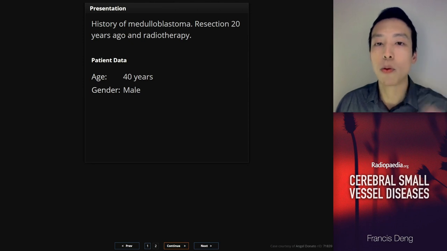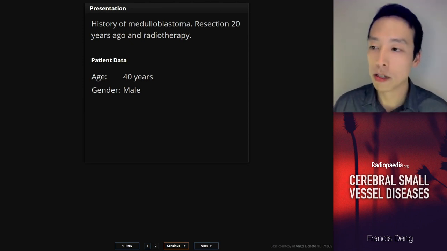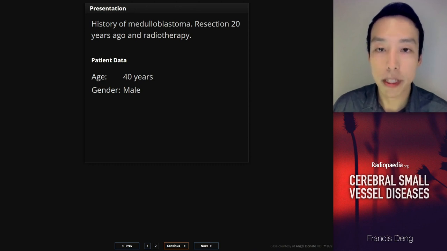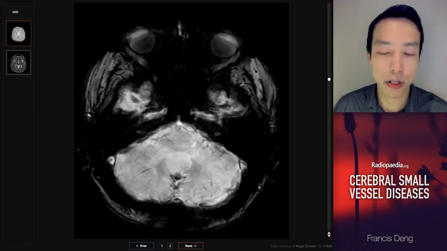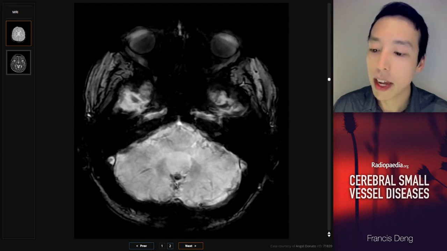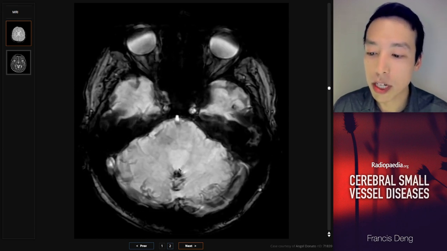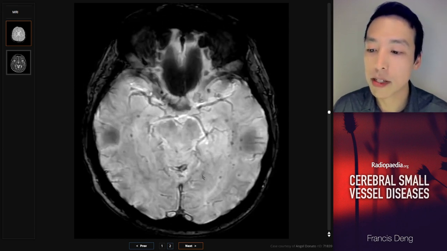Now, I want to move on to one last entity to round out our talk. This is exemplified by a case of a 40-year-old male who had a history of medulloblastoma, had a resection 20 years ago and radiotherapy. They're asymptomatic now. They had head imaging for surveillance reasons or some other non-related complaint. And what we see are post-surgical changes in the posterior fossa at the vermis.